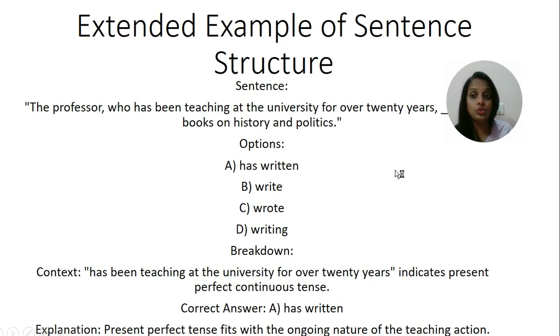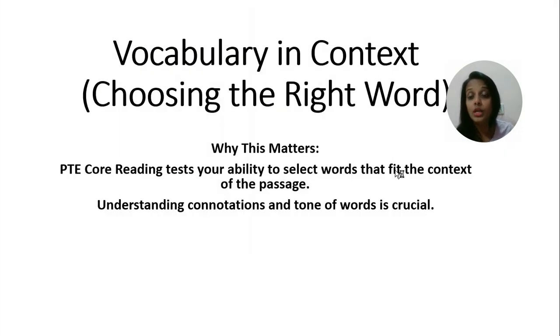And let's move on to our next concept, which is vocabulary in context. That means choosing the right word. In PTE Core reading, it will often present you with the challenge of selecting the right word that fits within the context of a sentence or a passage. So, this can be tricky because while many words might seem appropriate, the correct word always depends on the surrounding text and the meaning, how it is being conveyed. Let's see an example for that.